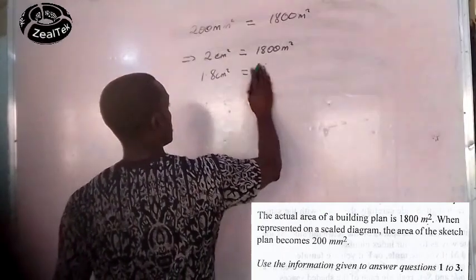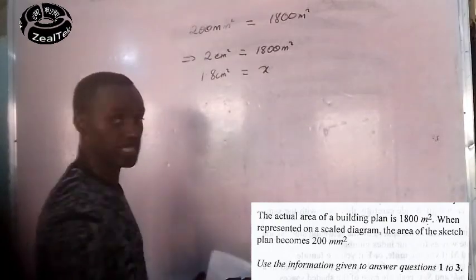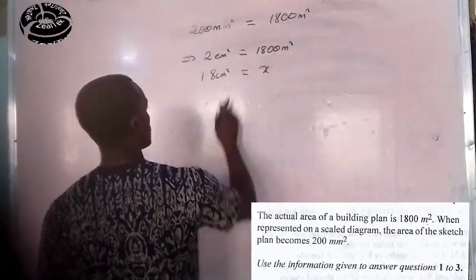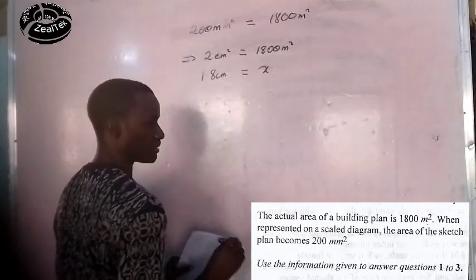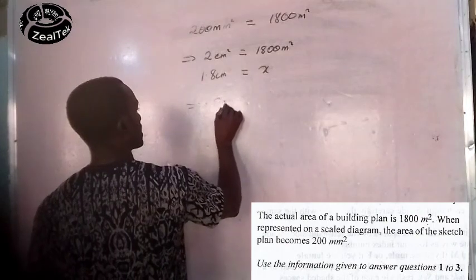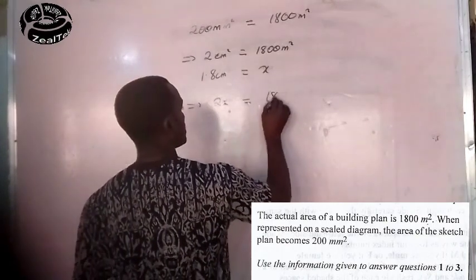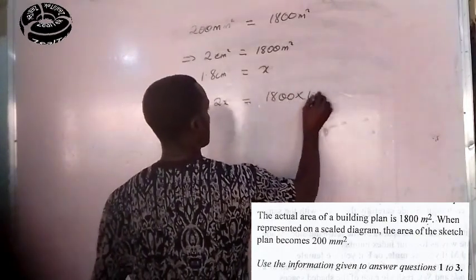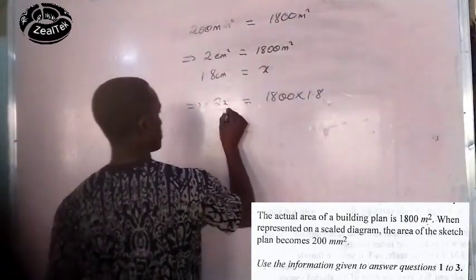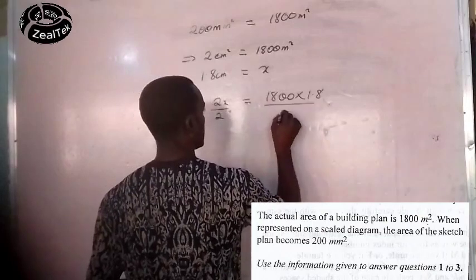So now, on the paper, if the length is 1.8 centimeters, what will it be in real life in terms of meters? What will be the height of the wall? So we now cross multiply. Sorry, it is centimeter, not centimeter square. We have 2x equals 1800 multiplied by 1.8. Is that clear? Therefore, we divide both sides by 2.